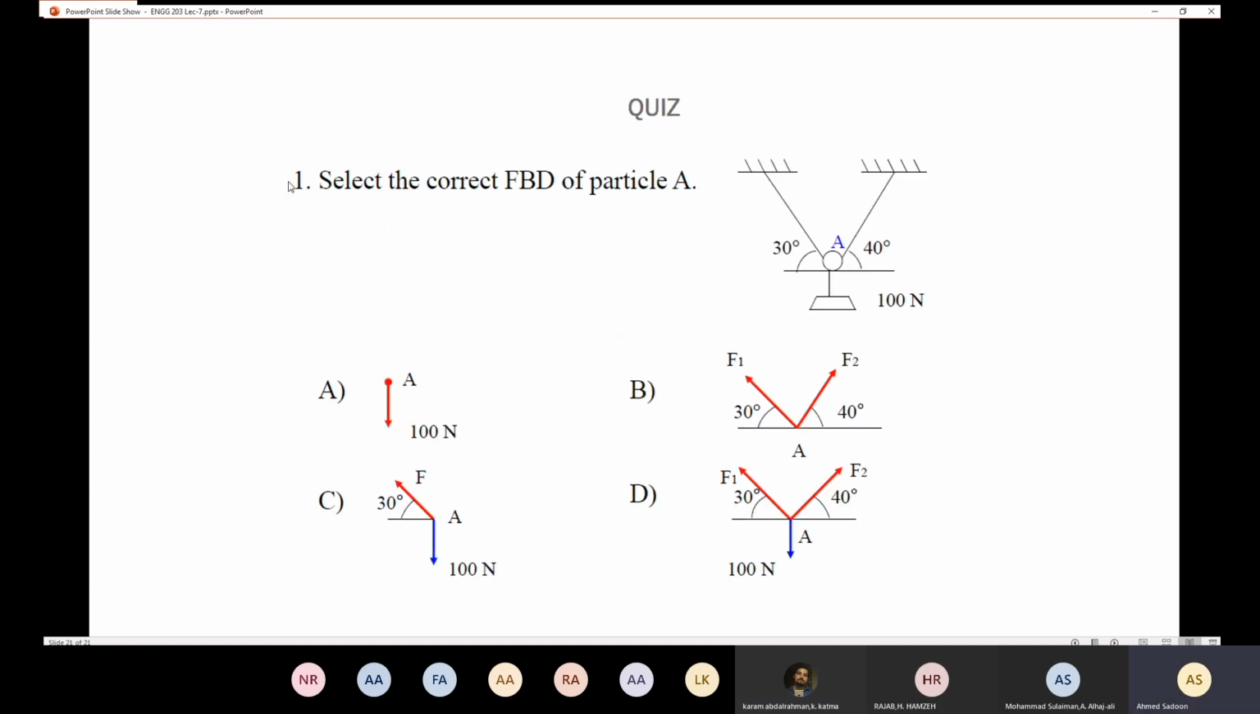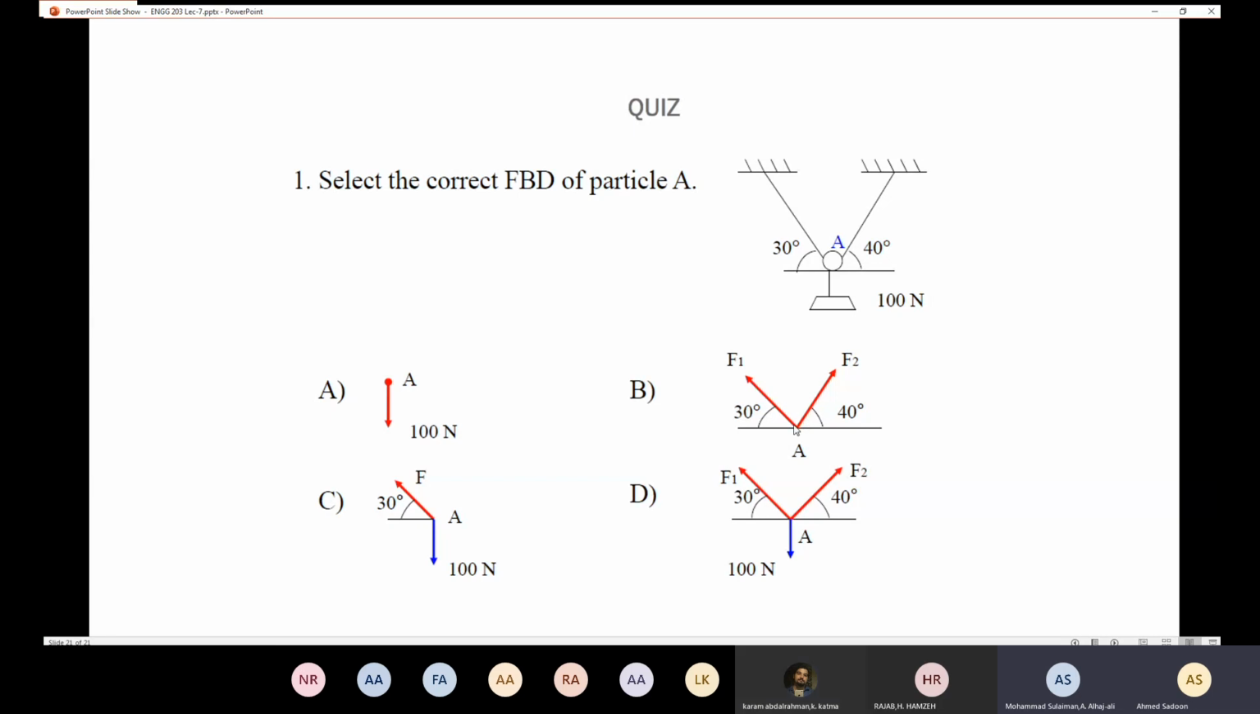Now, if I have that system here, and I need to draw the free body diagram for particle A, which one do you think is the right free body diagram? Is it A, B, C, or D? D, doctor? I think D. Yes. Why D?